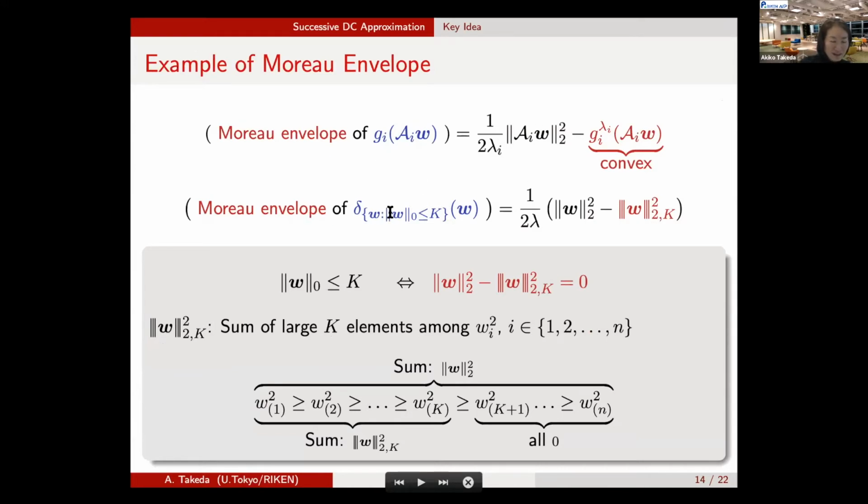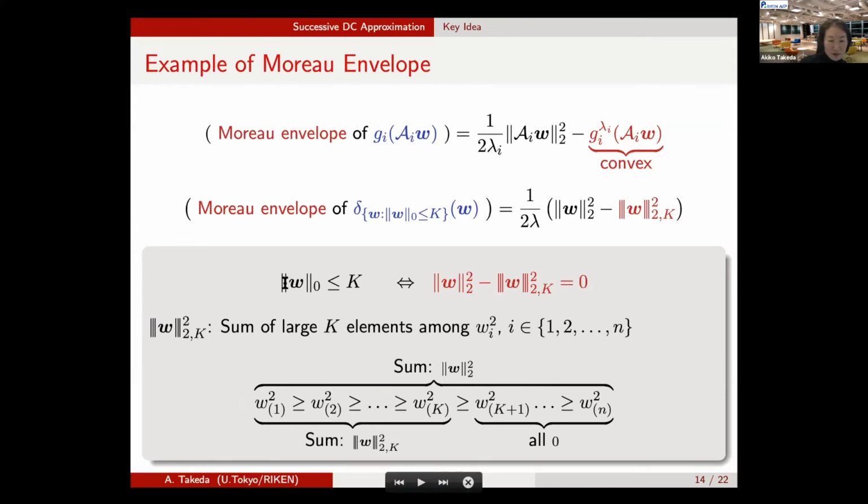And when we think of an L0 norm constraint, then this convex part corresponds to this term, this norm. And this norm is defined as follows. Suppose that this w vector is ordered from large value to small value. And this one is the sum of the largest K elements.